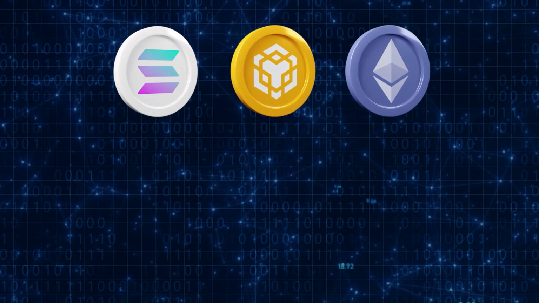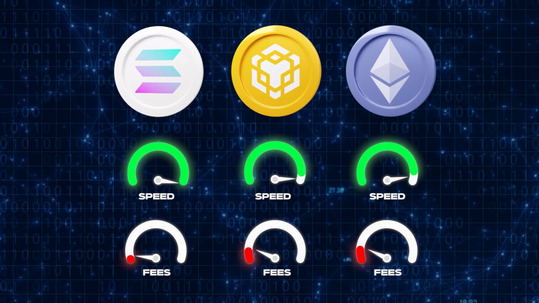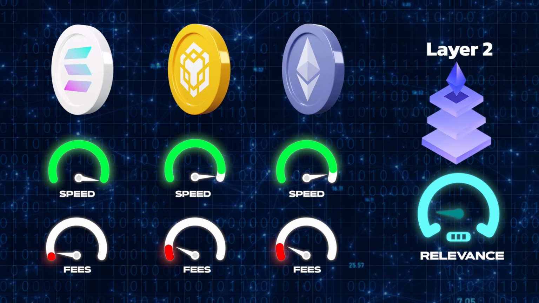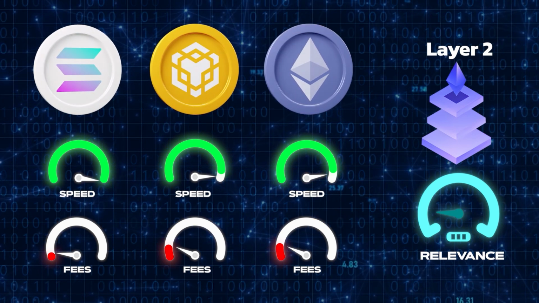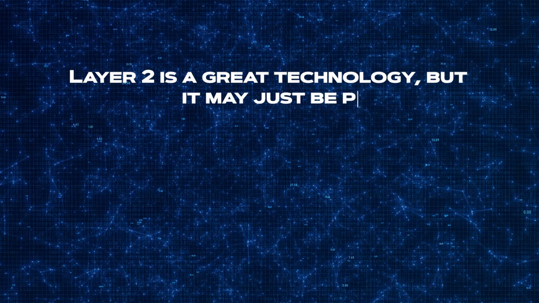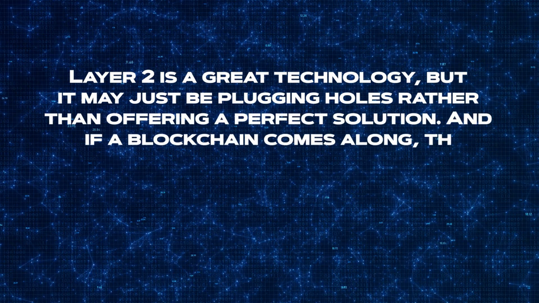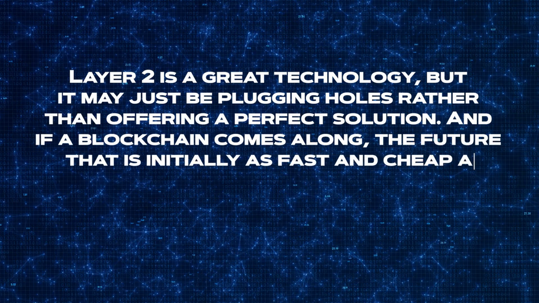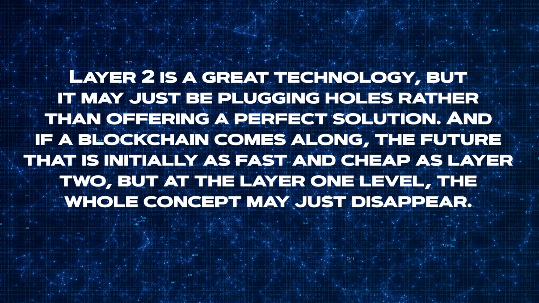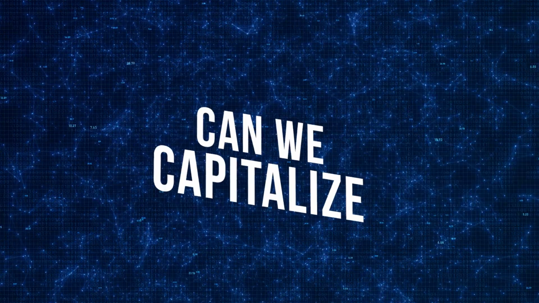If Ethereum is able to increase the speed of its base layer and other blockchains continue to improve their architecture, Layer 2 may lose its relevance. We're already seeing Visa testing Solana for fast payments, and it's a Layer 1 blockchain, not an add-on. Layer 2 is a great technology, but it may just be plugging holes rather than offering a perfect solution. And if a blockchain comes along in the future that is initially as fast and cheap as Layer 2, but at the Layer 1 level, the whole concept may just disappear. And here's another question. If Layer 1 is getting more and more powerful, how can we capitalize on it?